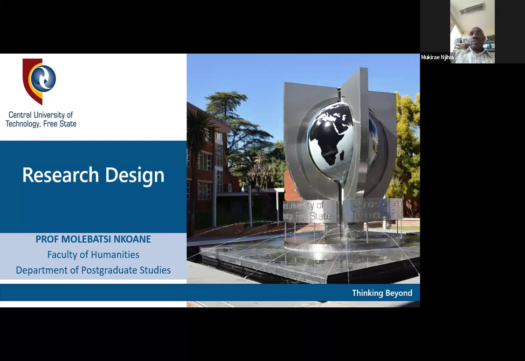So as you can see, members, we have got somebody with rich experience, and we are privileged that he has found it fit to share with us so that we can get a share of the knowledge that he has garnered over the years. So Professor Molebatsi, welcome, and I think the floor is now yours. Thank you.